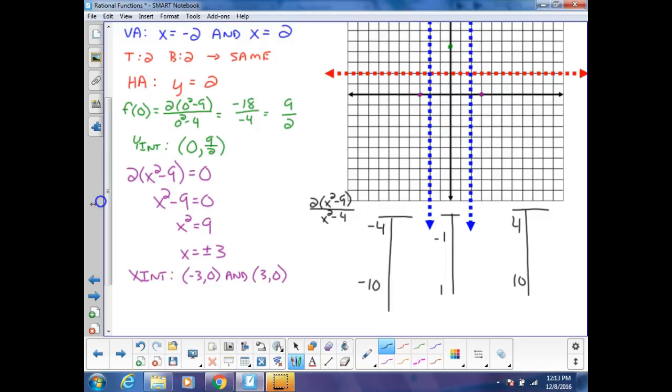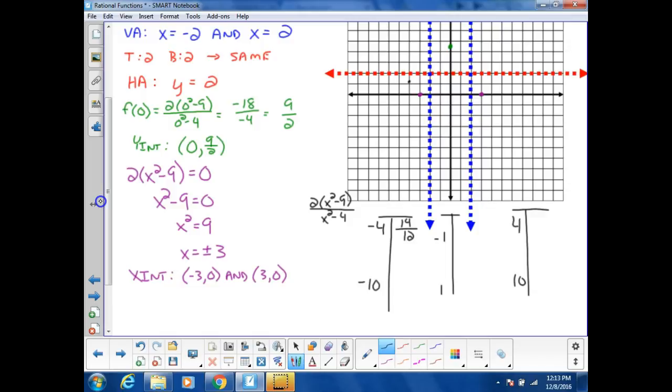So, -4 squared is 16. 16 minus 9 is 7. 2 times 7 is 14. -4 squared is 16. Minus 4 is 12. 14 divided by 12 is 7 divided by 6, which is more than 1, but less than 2.